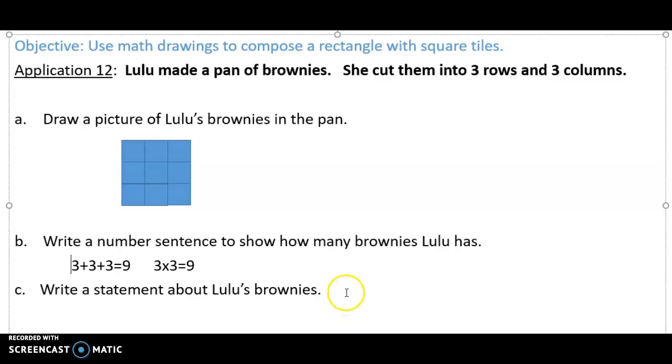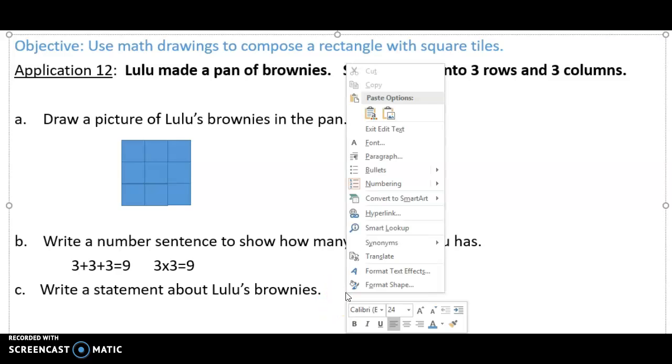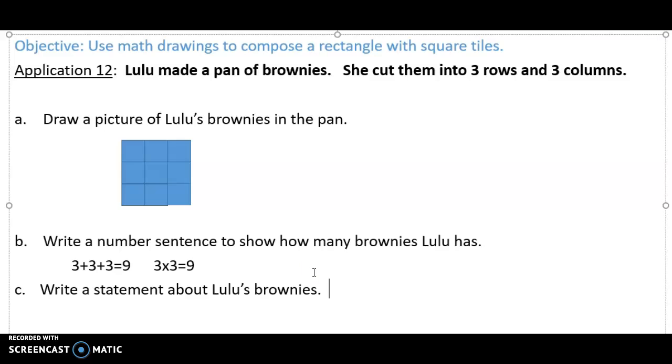And last but not least, we are going to write a statement about Lulu's brownies. Now go ahead and write your statement. Remember, a statement should involve the who, the what, and also includes the total or the answer to the question. Write a statement about Lulu's brownies. Go ahead and pause this video.